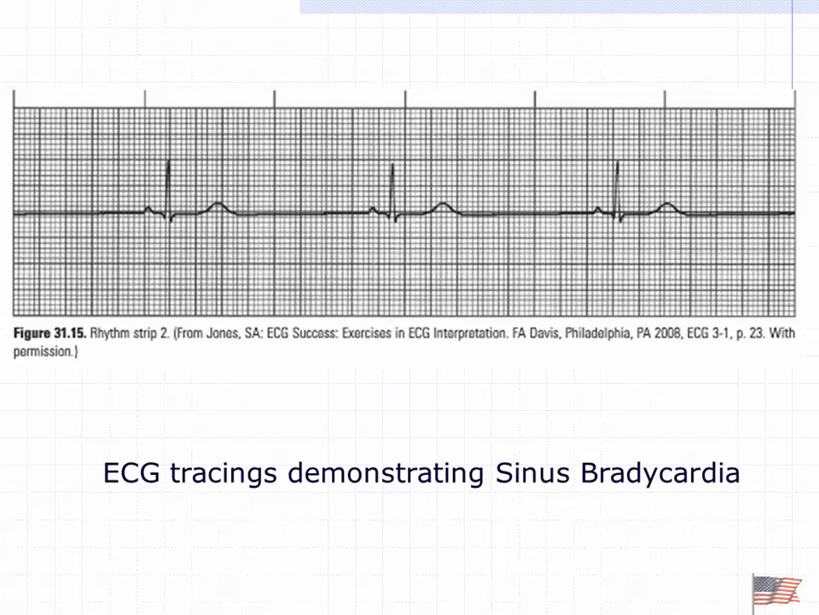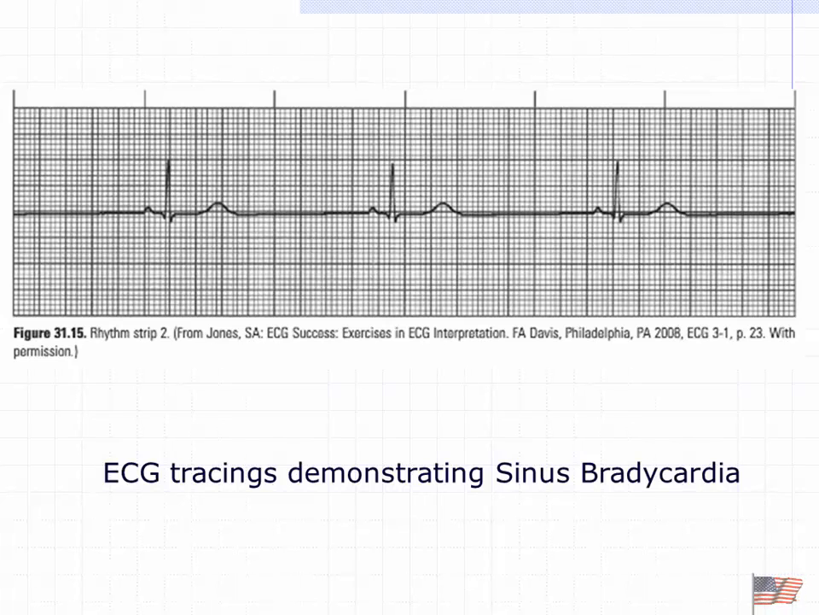Sinus bradycardia. Slow. P wave looks normal. QRS complex looks normal. There's 1 P for every QRS. Just the rate is really slow. Do we want to know what the rate is? How do I figure out that? 5, 10, 15, 20, 25, 30, 35, 40, 43. Divide 1,500 by 43, and there's my heart rate.